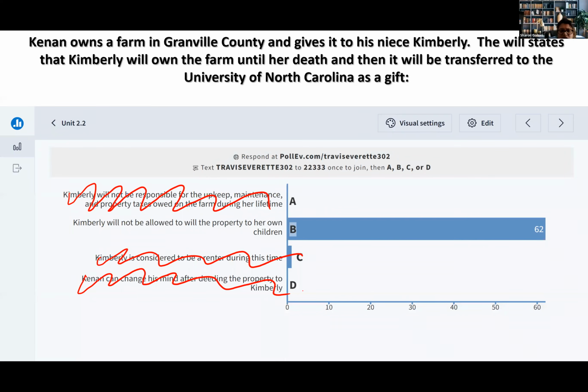Travis, can you explain again why she would not be responsible for upkeep? I just wanted to make sure I understand. She is responsible. It says Kimberly will not be responsible. That's false. She is responsible for upkeep and taxes. She's the owner. And so she cannot will things that she does not own.